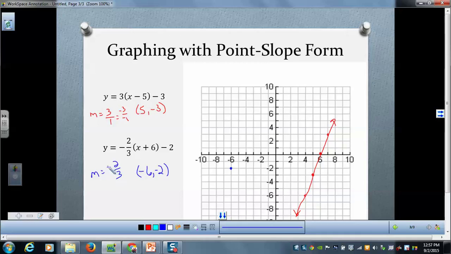And remember, you can put the negative either in the numerator or the denominator. It just has to be in one place and not both. But I just always put it with my numerator just to make things consistent.